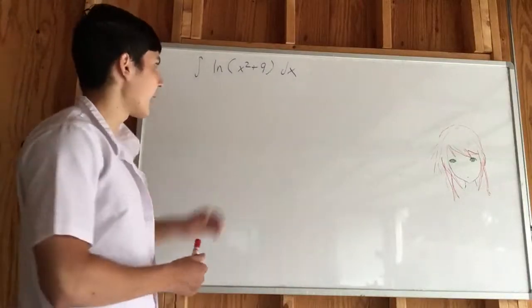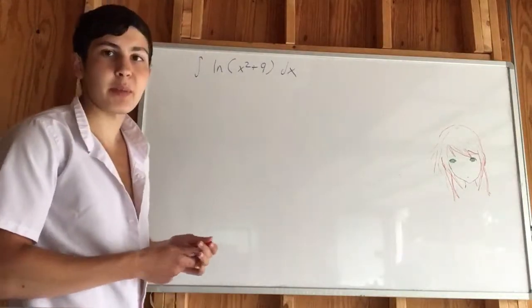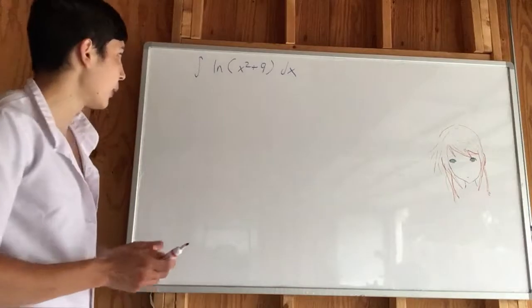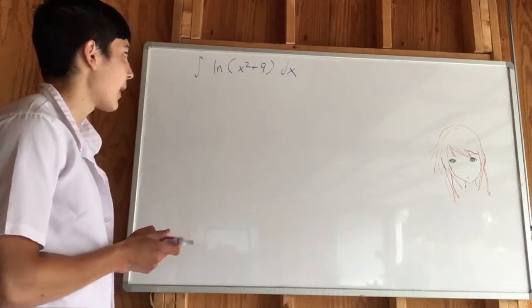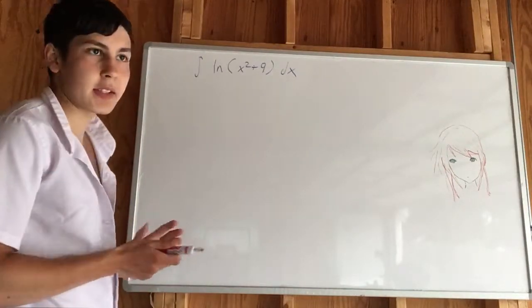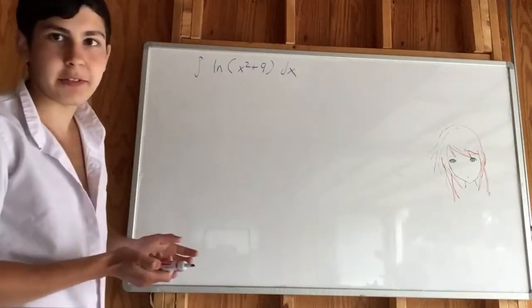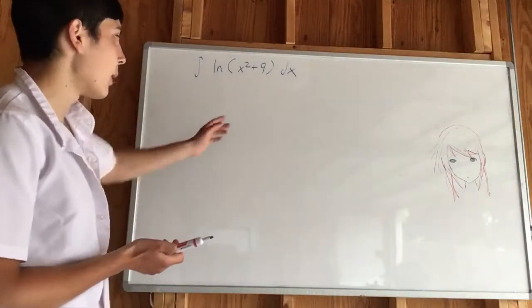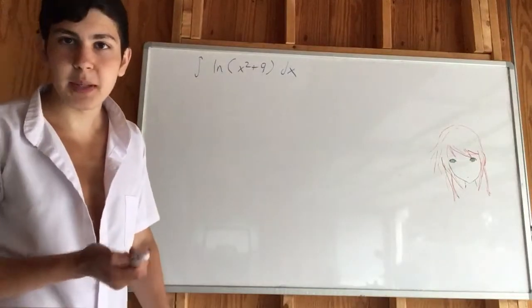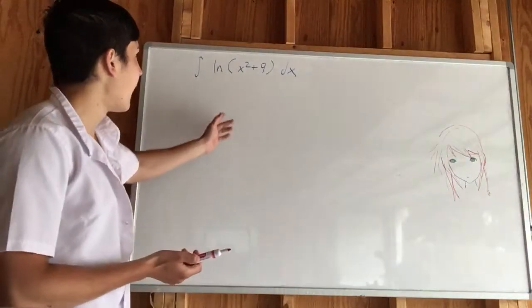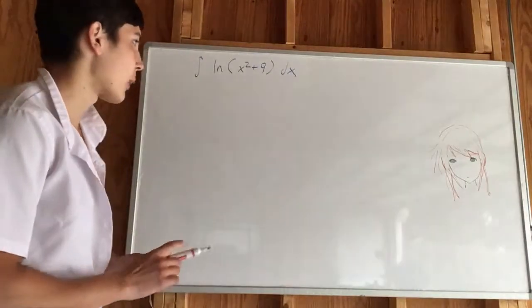Okay, we're going to integrate the natural log of x squared plus 9. For this one, we're going to need to integrate by parts. And you wouldn't think to integrate by parts, really, because it doesn't seem like you have a product of functions in the integrand. But you do, because you're always multiplying by 1. And if you try u sub, it's not going to work.